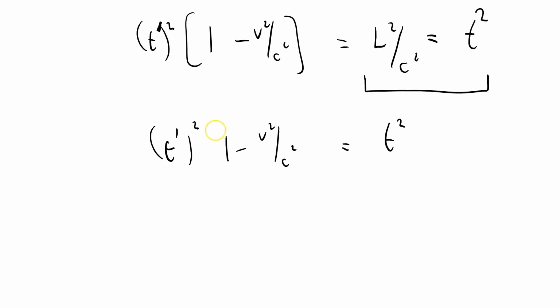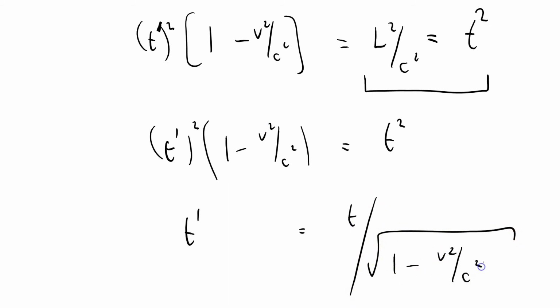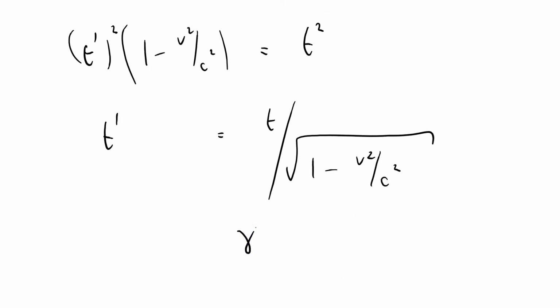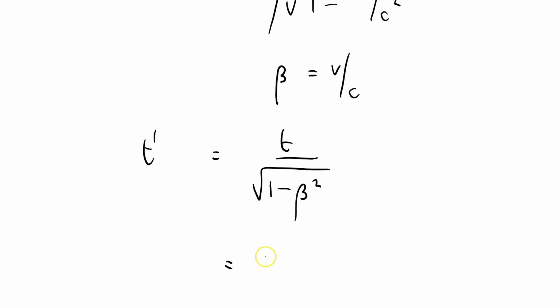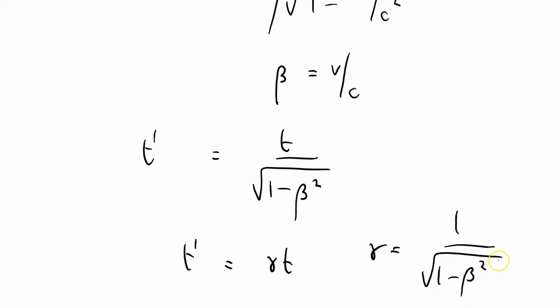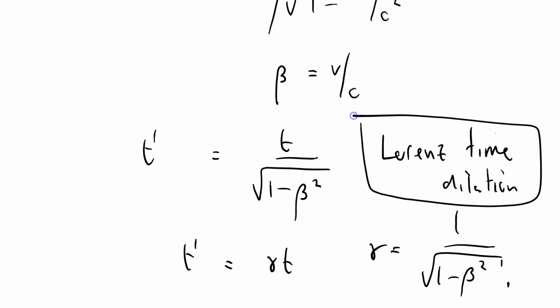And so that tells me that t dash equals t over root 1 minus v squared over c squared. It's customary to write beta equals v over c, the speed in units of the speed of light. So t dash equals t over root 1 minus beta squared, and it's usual to write that t dash equals gamma t, where gamma equals 1 over root 1 minus beta squared. So that is the Lorentz time dilation term, because we both measure time slightly differently.